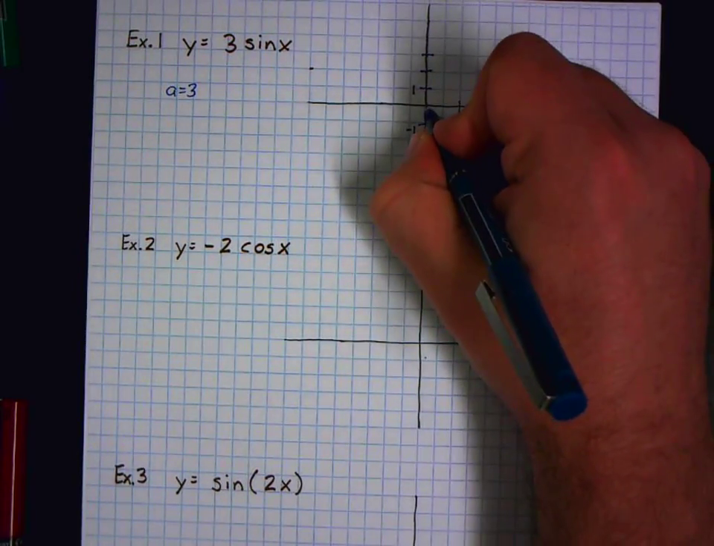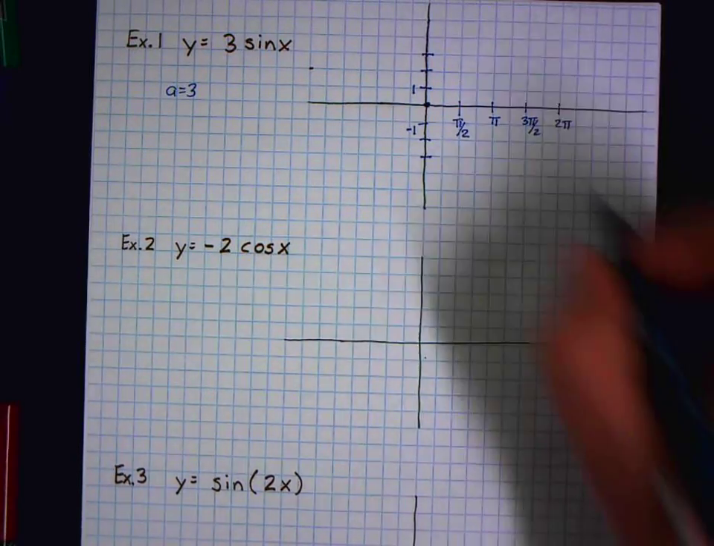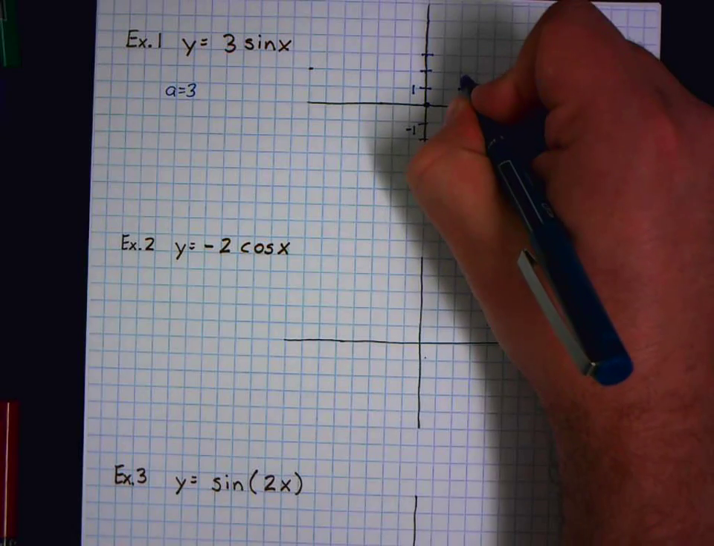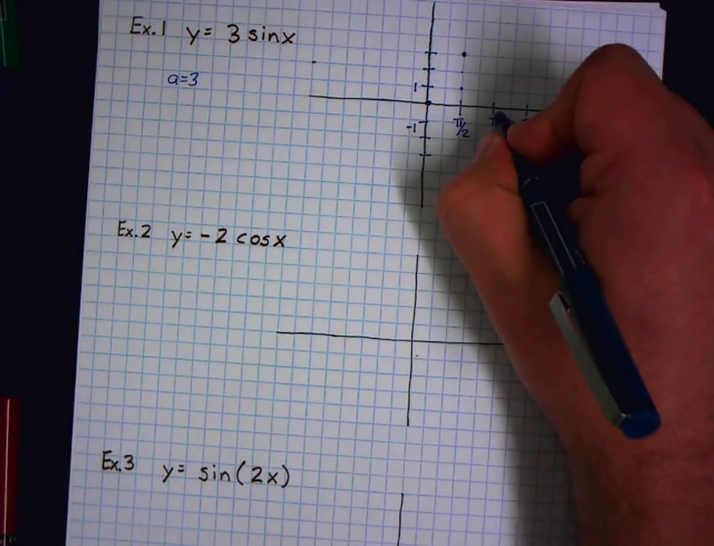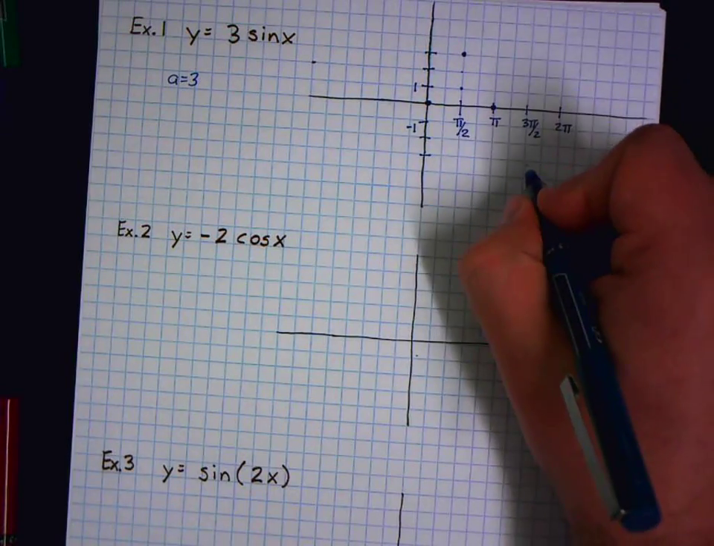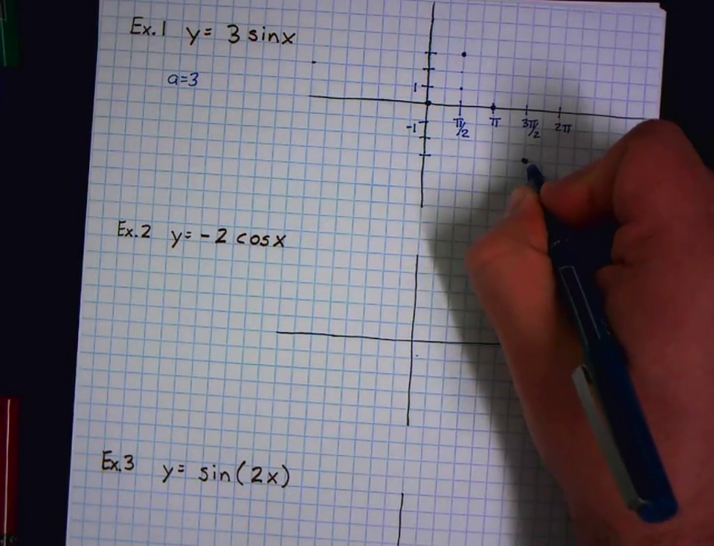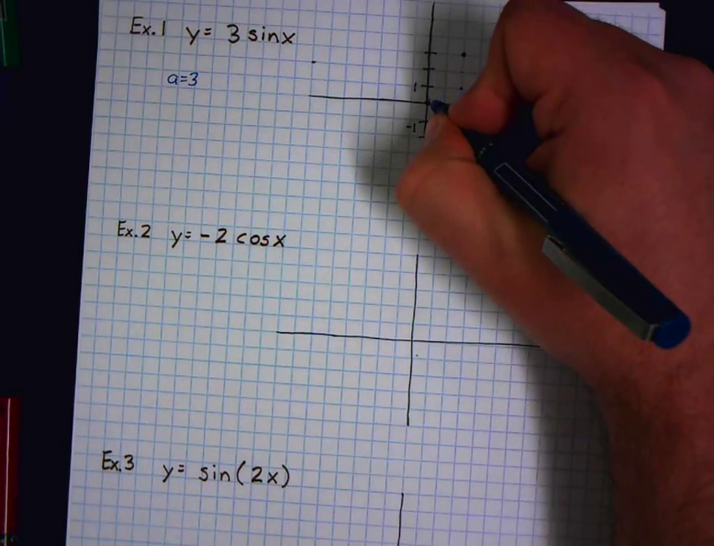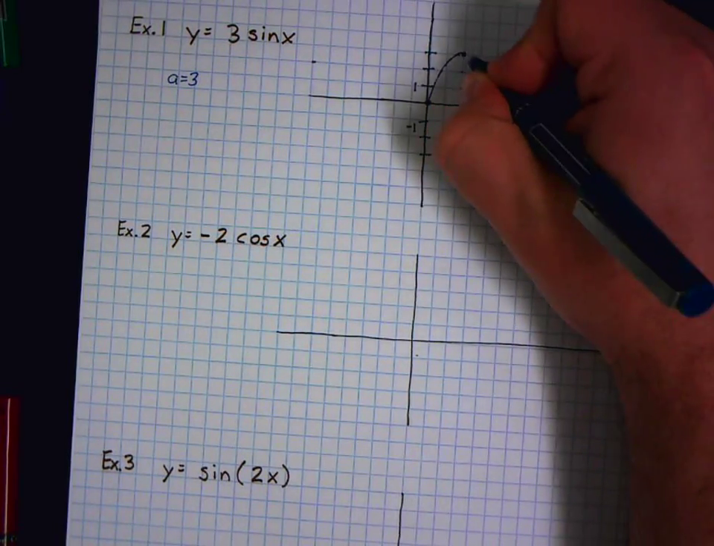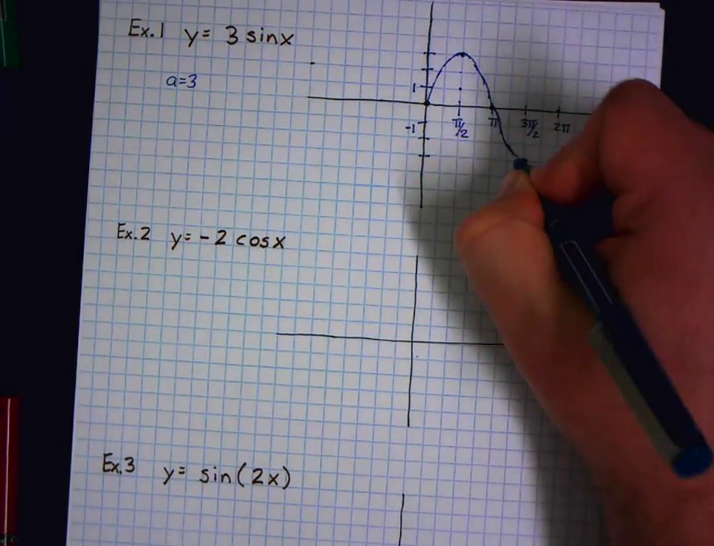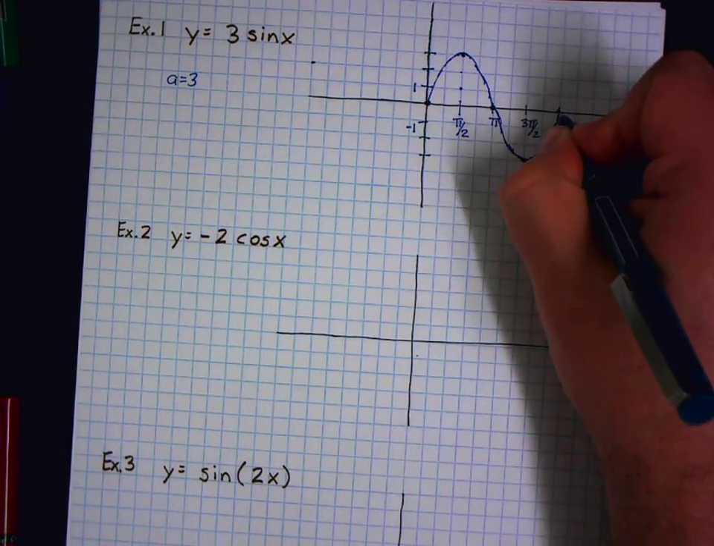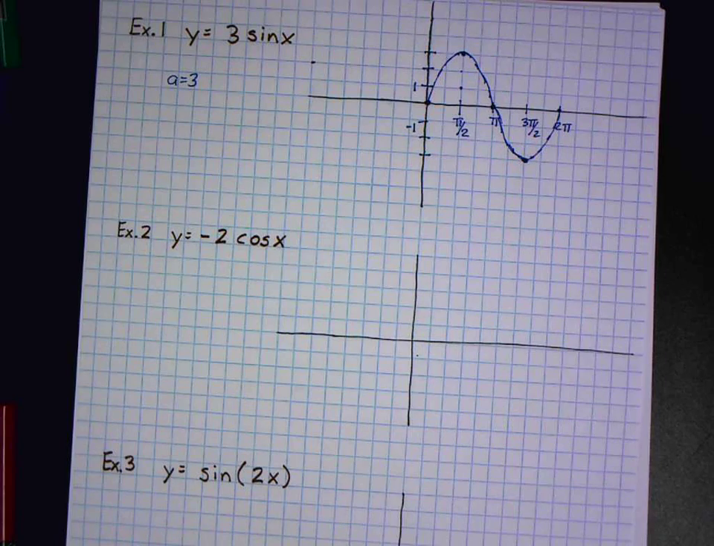Now, sine starts at 0, so that doesn't affect 0. But pi over 2 should be at 1. So instead, what I'm going to do is I'm going to go up here to 3. Then back down to 0. Then down to -3. Then back up to 0. So there's 1 period of sine with the amplitude of 3.